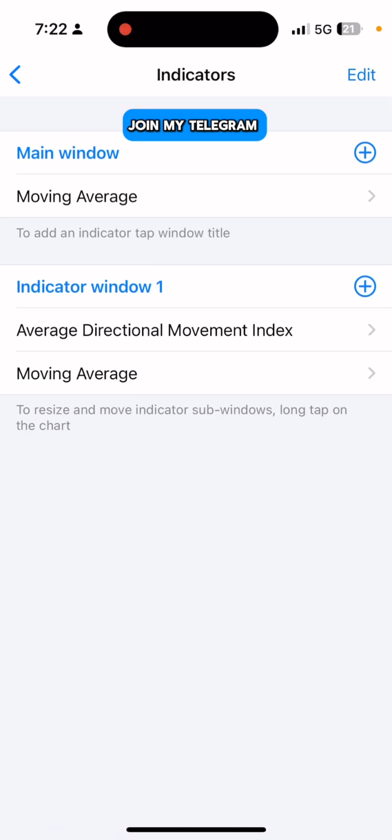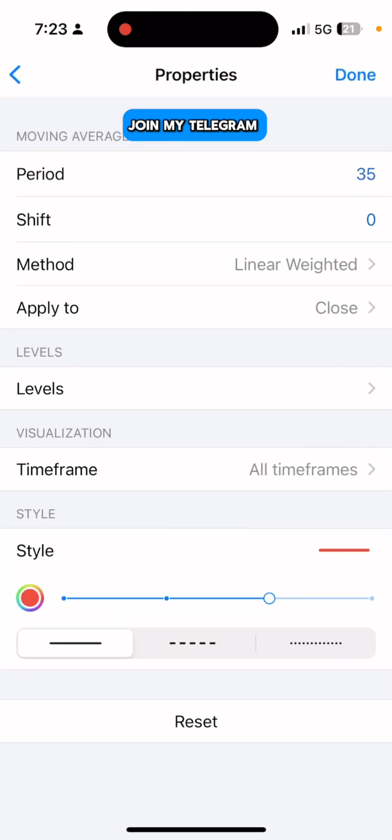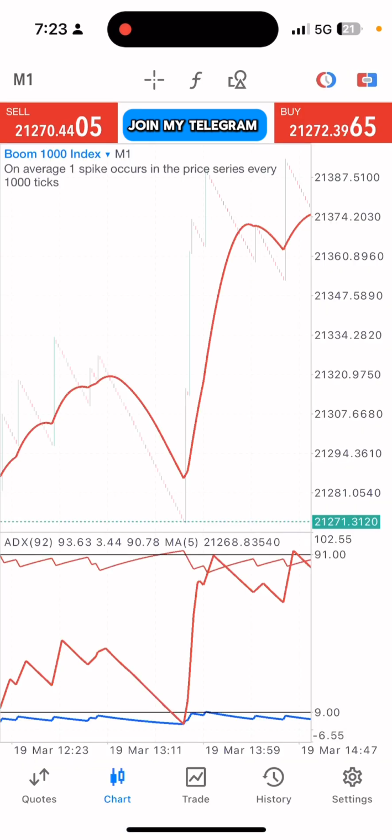First, we go over to the indicator section, where we put on the moving average on the main window. You put on period 35, shift 0. Method is going to be linear weighted, then you apply to close. For the style you put it on 3 pixels, then you use this first trend line right here, then you click on done. Make sure you apply to close.